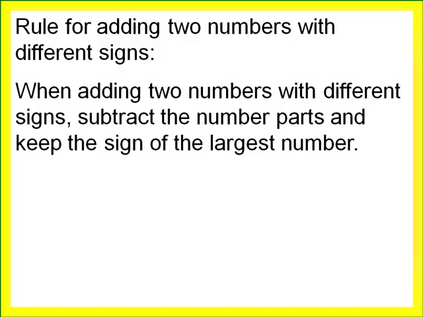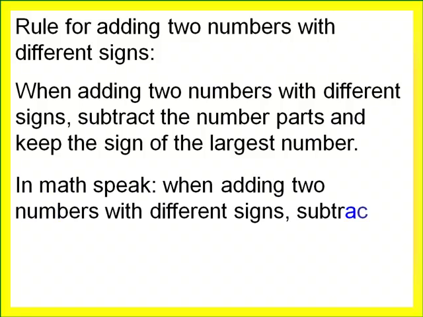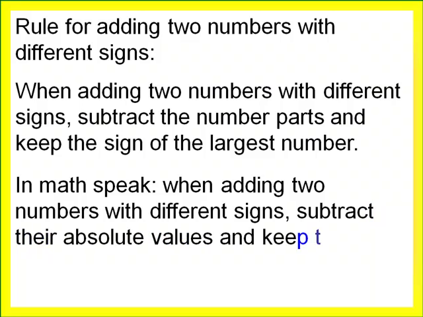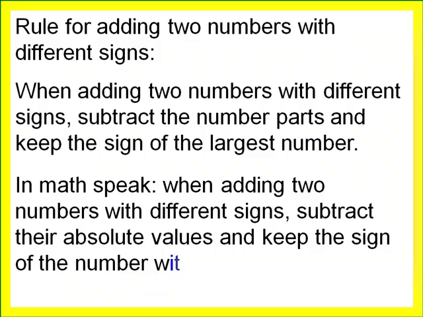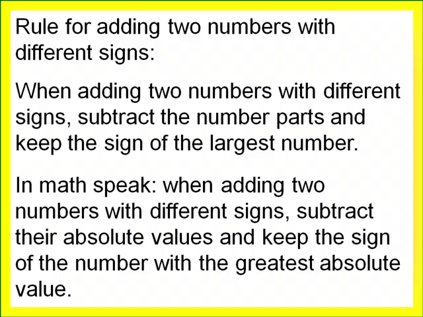If you were to look this up in your math book, it may say something like this. When adding two numbers with different signs, subtract their absolute values, and keep the sign of the number with the largest absolute value. You can remember this rule plus the rule that we learned in part 1 that said when we add numbers that have the same signs, we add their number parts and keep their sign. You'll be able to add all sorts of numbers, whether they're positives or negatives.